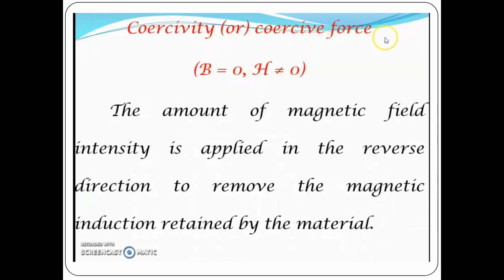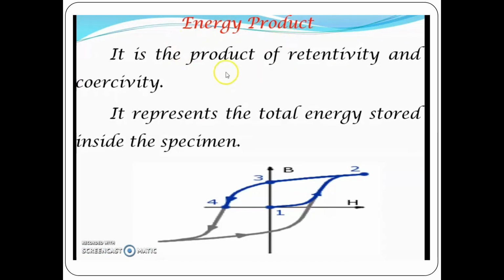Coercivity or coercive force. This happens when B equals 0 and H is not equal to 0. The amount of magnetic field intensity applied in the reverse direction to remove the magnetic induction retained by the material is called coercivity. Energy product is the product of retentivity and coercivity. It represents the total energy stored inside the specimen.